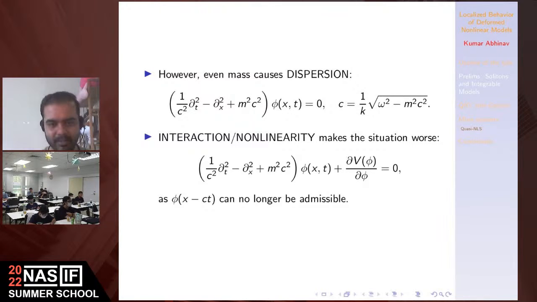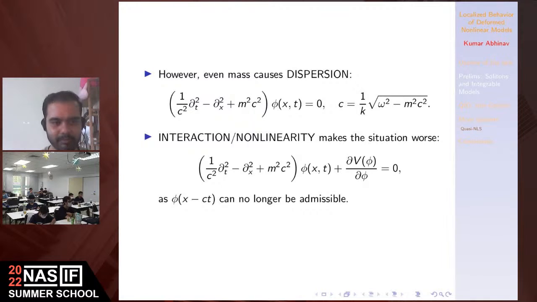I'm writing it as a partial derivative because that's the equation of motion, and that's how we define a potential. It's a derivative of the potential that appears in the equation, and that will be in general some nonlinear object. So if such interaction comes in, it is almost impossible to get a solution which has a harmonic form, that is a function of x minus ct.